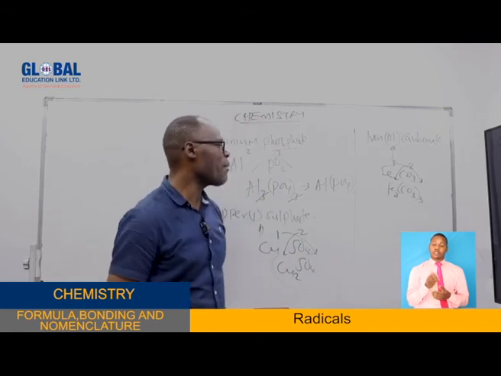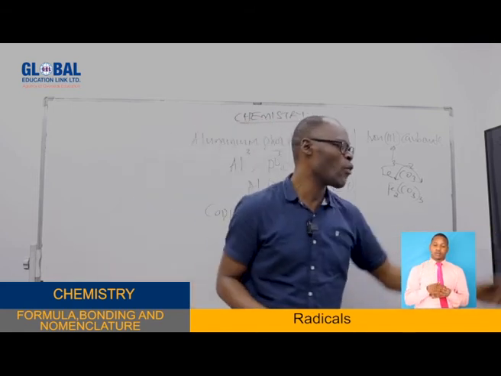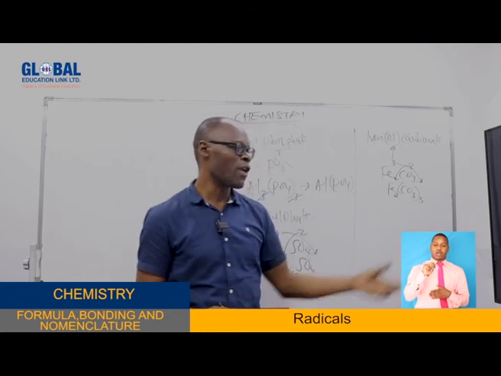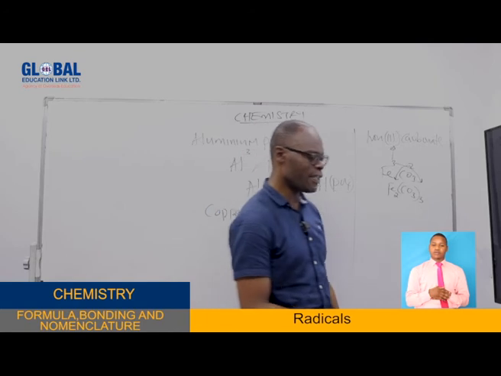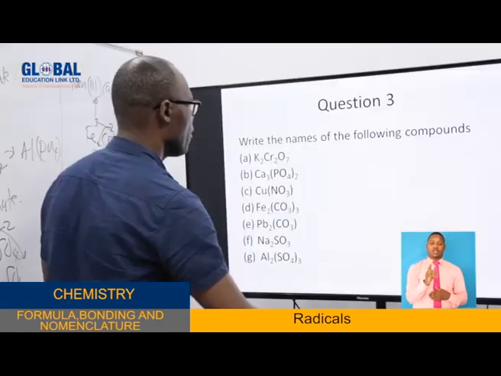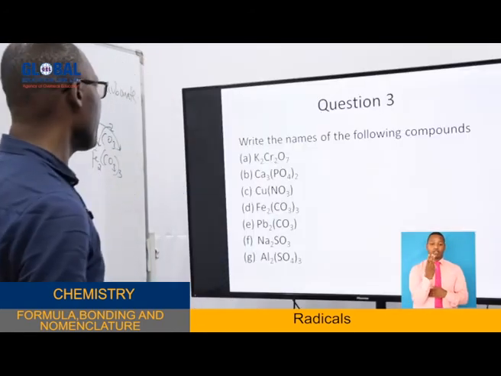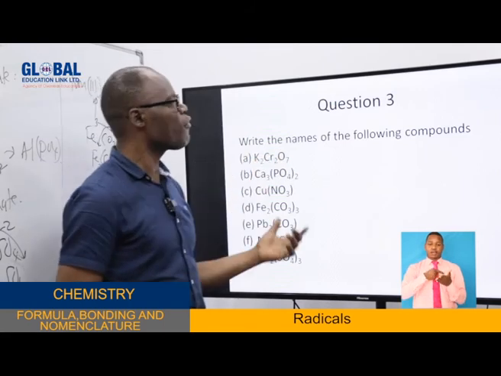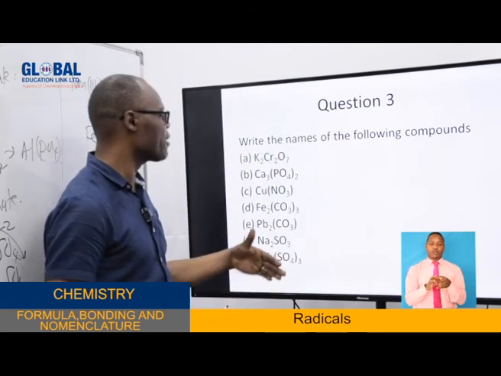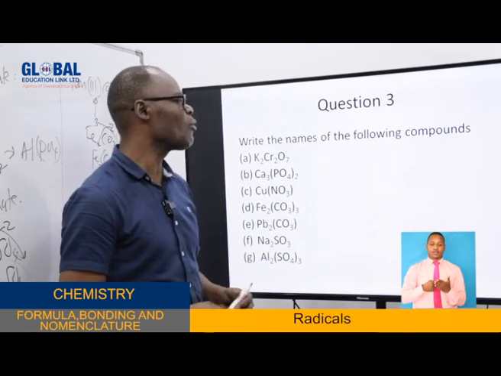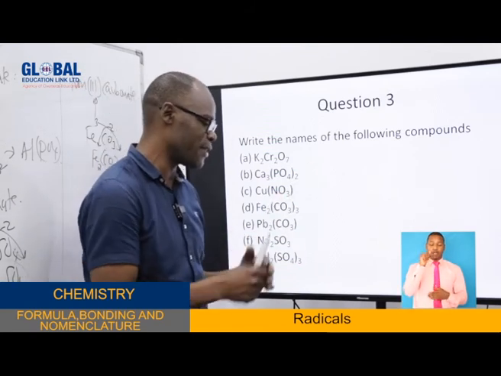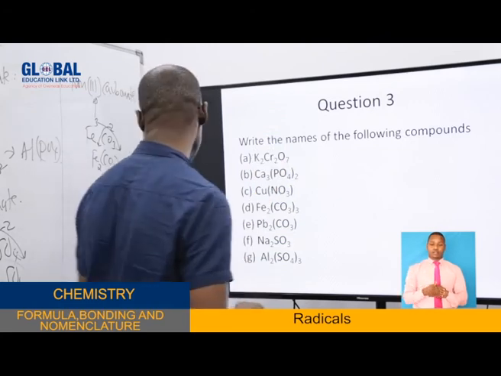Part D is ammonium hydrogen carbonate, and ammonium hydrogen carbonate we have done in our previous examples, so you should be able to handle that part. Our next question, question 3, is saying, write the names of the following compounds. Now we are given the formulas, then we write the names. In question number 2, we were given the names and we wrote the formulas. Now this is vice versa. Let's see what you can do.